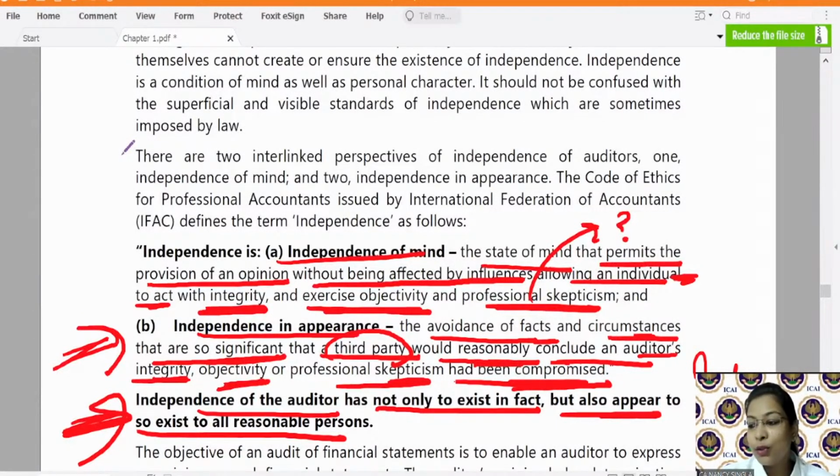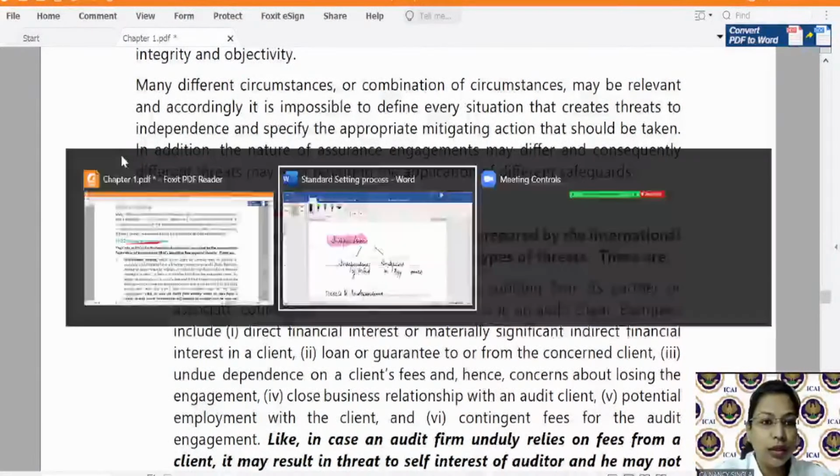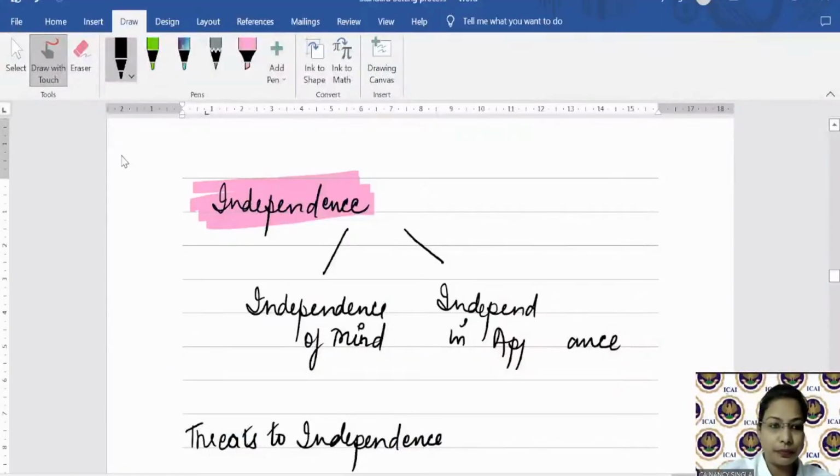Clear? So Jyoti, I'm trying to use Hindi, but yes, I'll have to use English again, and I'll try to mix both the languages. Okay? So I hope so far it is clear. Quickly give me a thumbs up whether we can proceed further with the topic threats to independence. So quickly let me know whether you have understood the concept so far?